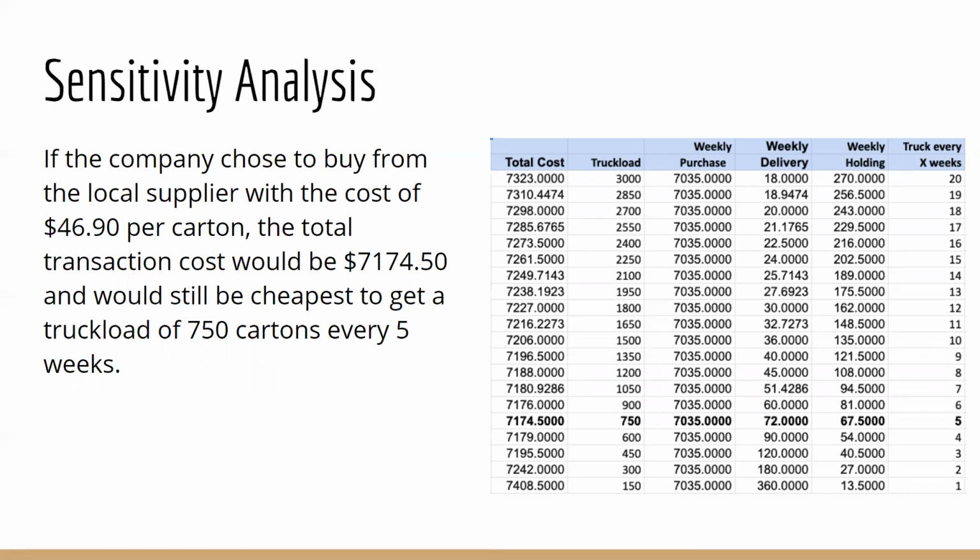So finally, we wanted to see if this option would remain the cheapest if the actual cost of the cartons changed. So if the company switched to the local supplier or the competitor that Lexi mentioned earlier, that sells cartons at $46.90 per carton, the total transaction cost would be $7,174.50, and it would still be the cheapest to get a truckload of 750 cartons every 5 weeks. So we truly believe that is the best option for the company.